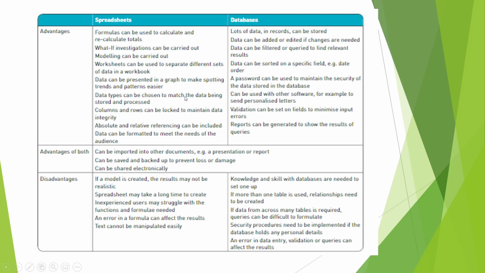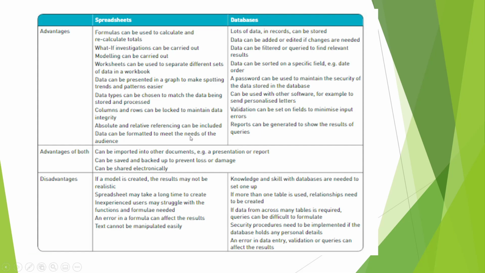Data types can be chosen to match the data being stored and processed. We didn't really go over that, but yeah, that's true. Columns and rows can be locked to maintain data integrity. Yes, that's true. So it stops users from changing things. Absolute and relative referencing can be included. Yeah, absolute is when you're sticking with a value. Relative is when you sort of drag down and it changes the formula to make sure you're doing a correct calculation. I can do more detail in that on another lesson.